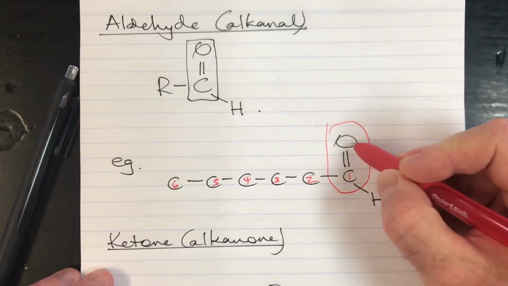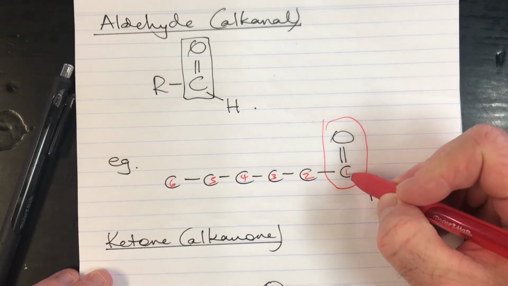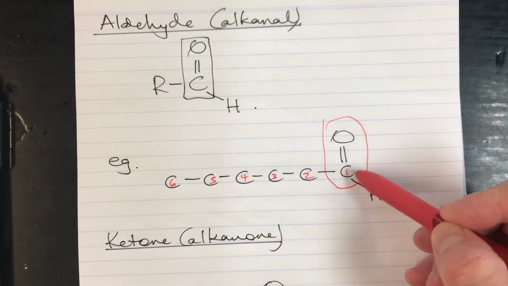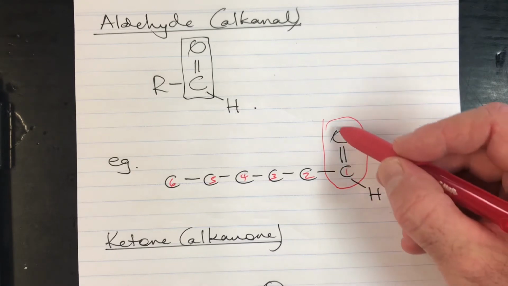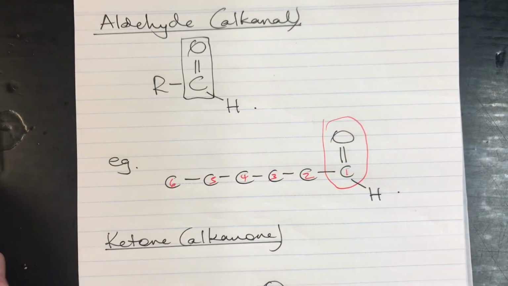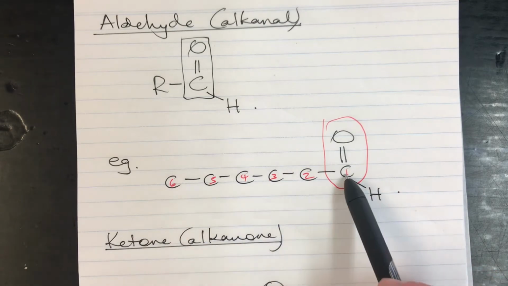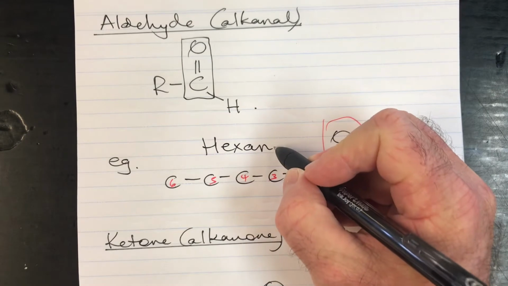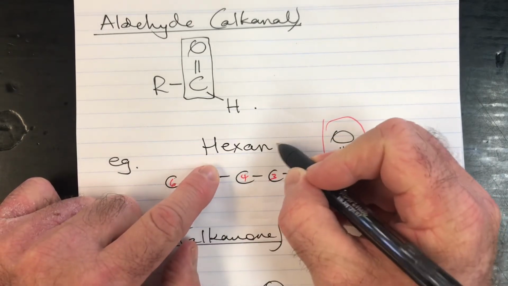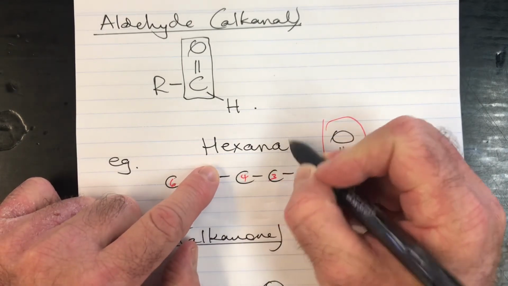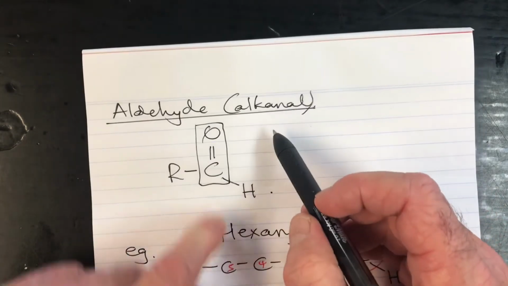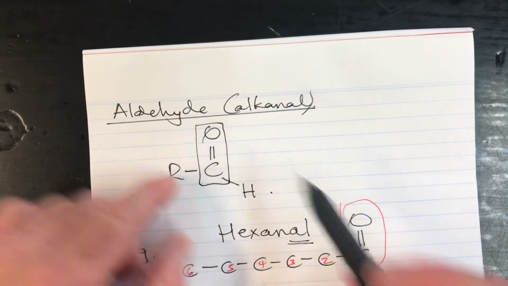Why did I number it from 1 this side to 6 that side? Well, that's where the main functional group's found. You number your carbons so that the functional group has the lowest number. This is a terminal carbonyl group, and so 6 is hex, and rather than hexane, you replace the E with an L: hexanal. So that's why we call them in general alkanals, not aldehydes.